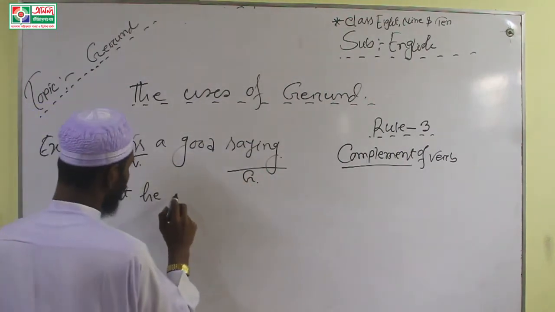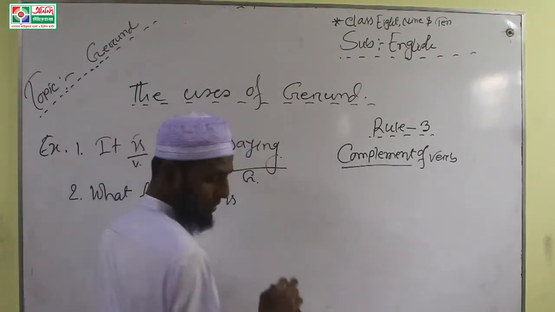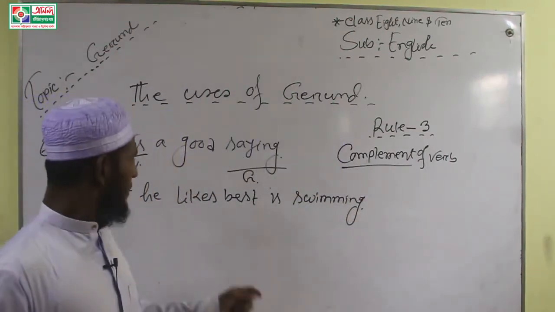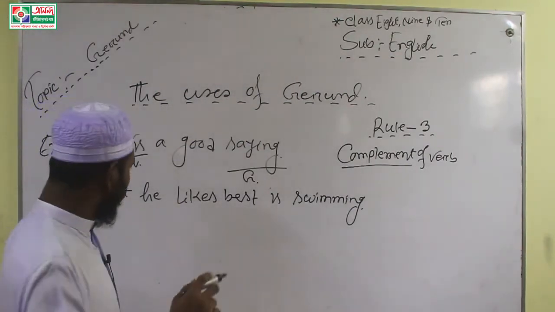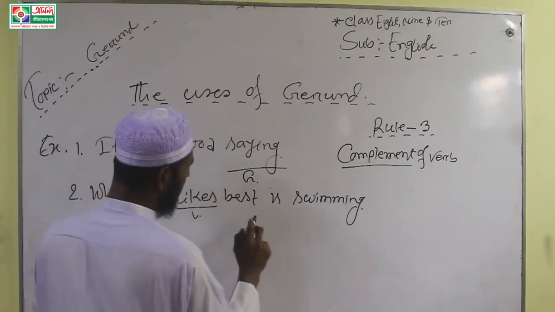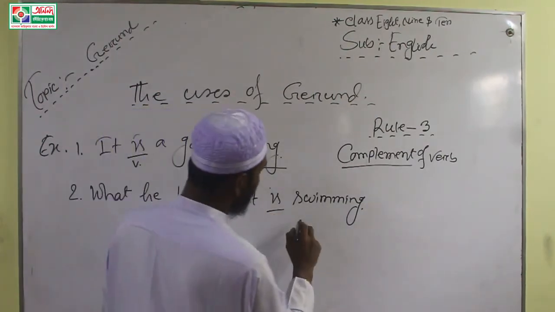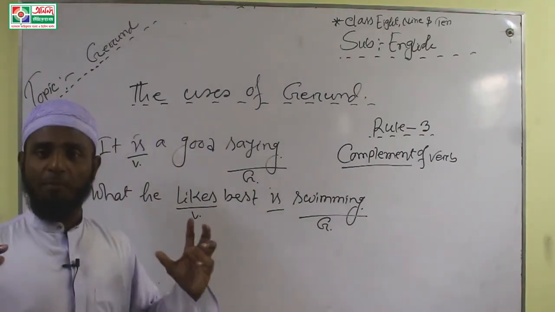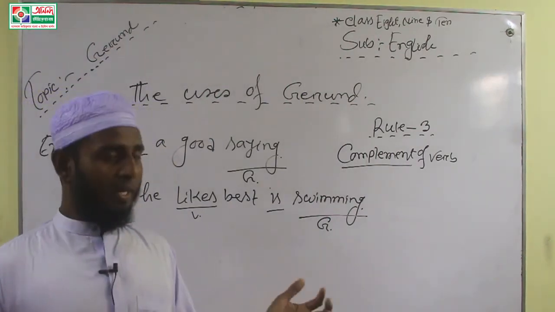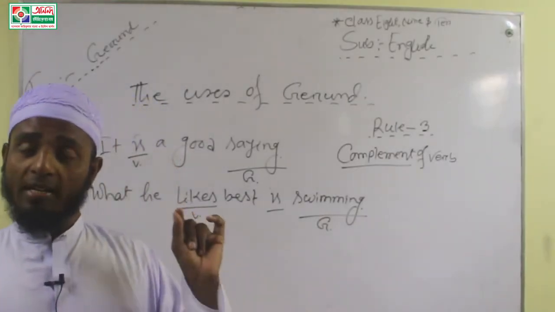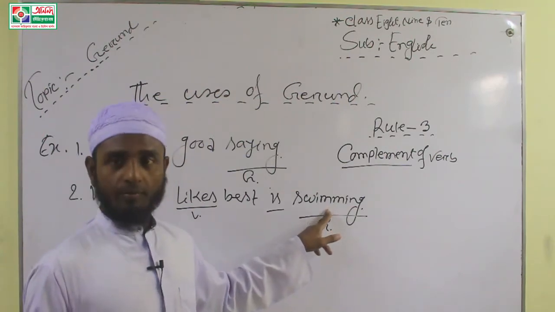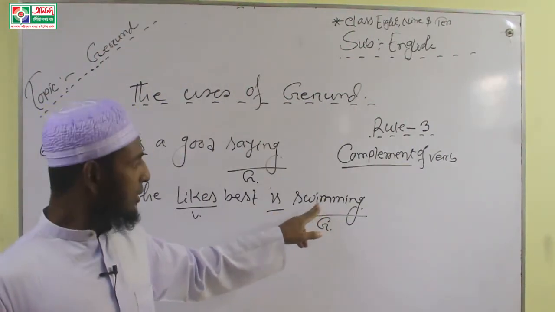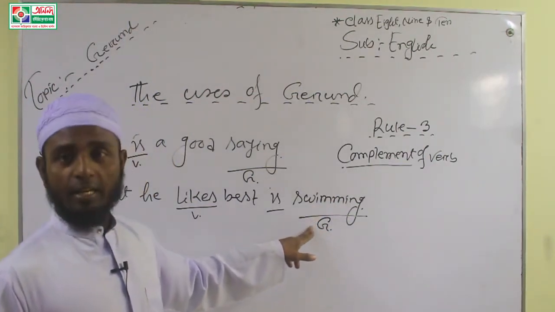Okay, what he likes best is swimming. Likes is verb, I mean main verb, and this is also verb, I mean auxiliary verb, and this is complement, I mean gerund. What he likes best, that means a man may like many things, but what he likes best is swimming. Likes is verb, and is also verb, I mean auxiliary verb, and swimming is here complement, that means gerund.